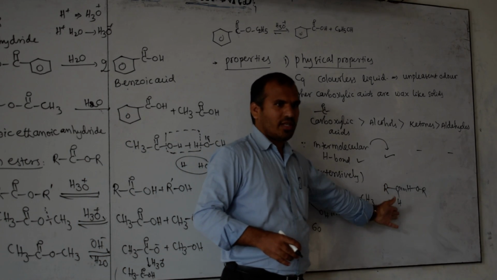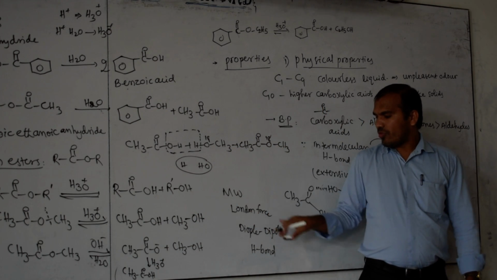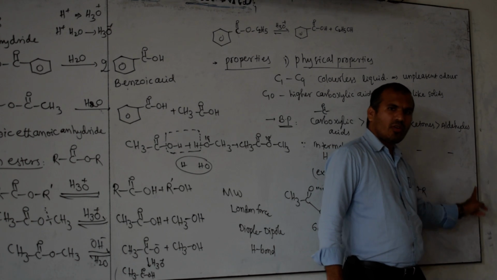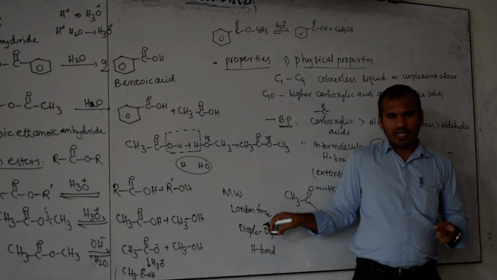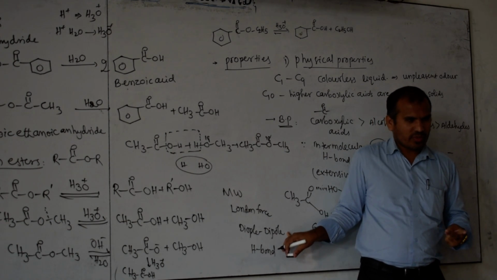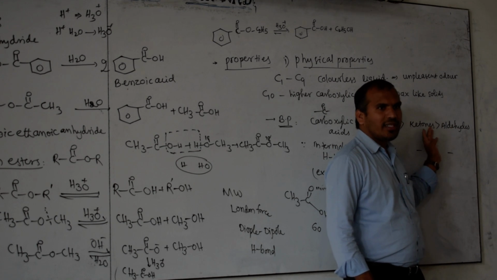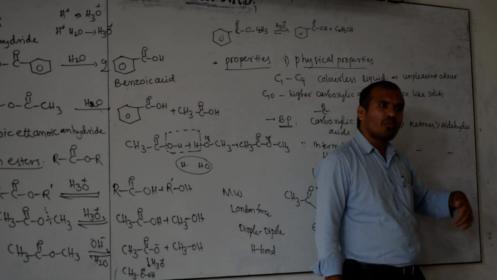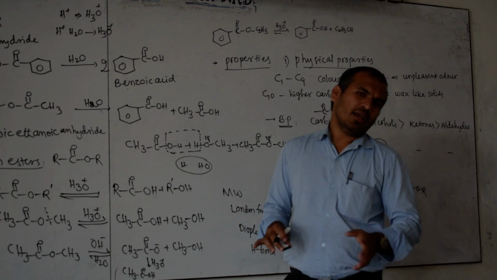Here there are 2, there is 1. If you consider this one, London force is present, dipole force is present, but hydrogen bond is not present. Here also hydrogen bond is not present. Both have the same type of forces: London force and dipole force. Then why does one have the higher boiling point and the other a lower boiling point? Its dipole nature is more, its polarity is more. More polar, higher boiling point. So all this consideration we have to practice.